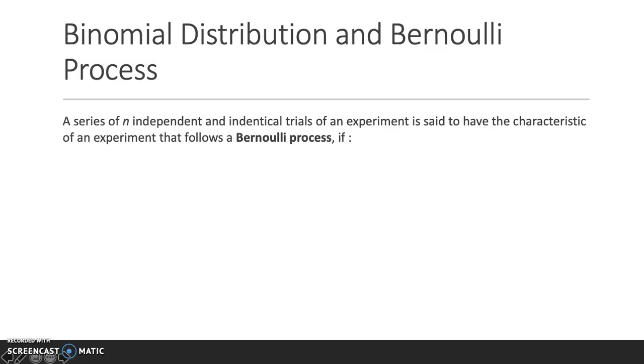A binomial distribution results from an experiment that follows a Bernoulli process. A series of n independent and identical trials of an experiment is said to have the characteristic of an experiment that follows a Bernoulli process if, 1. It has two possible outcomes, where the outcomes are labeled as success and failure.